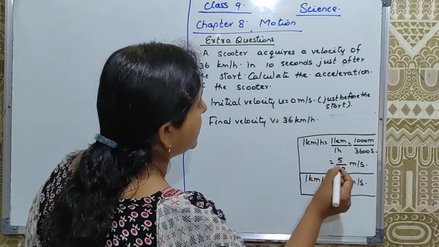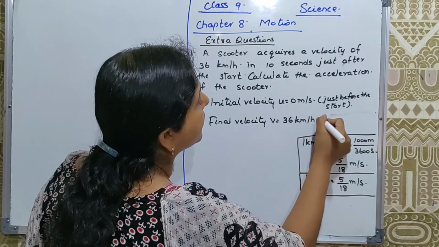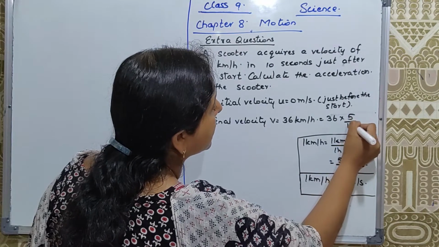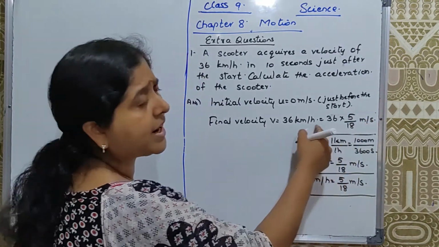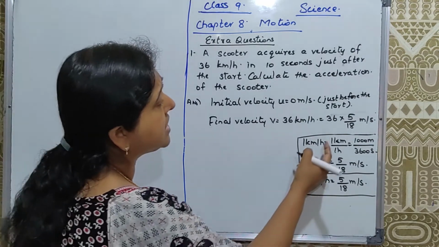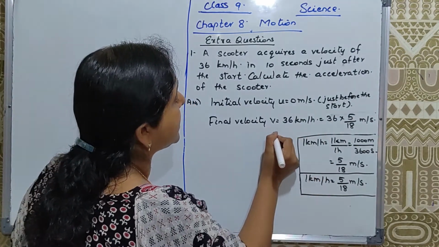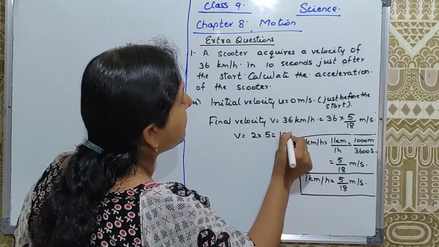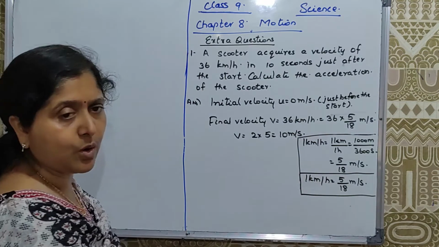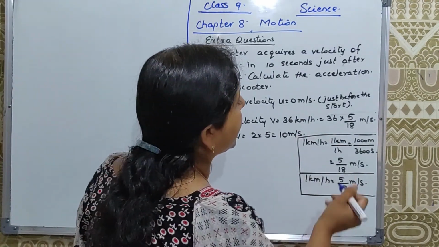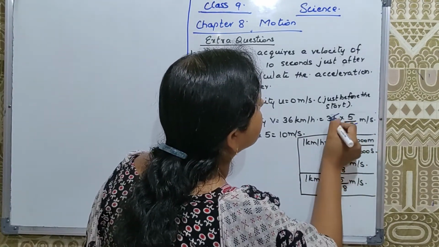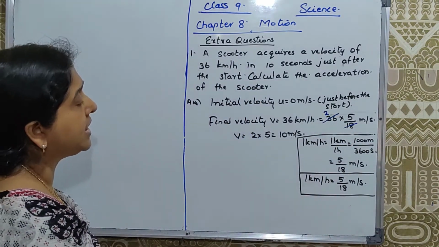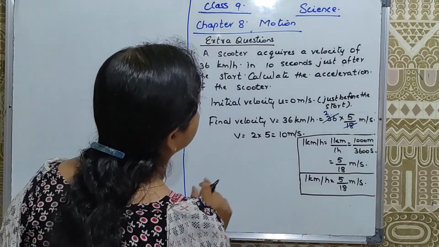So we'll write 36 km per hour as 36 into 5 by 18 meter per second. We'll cancel 18 with 36 directly. If you are able to cancel, you cancel it. 18 and 36, when you cancel, you will get v equal to 2 into 5, that is equal to 10 meter per second. 18 into 2 is 36. Now final velocity v you got equal to 10 meter per second.